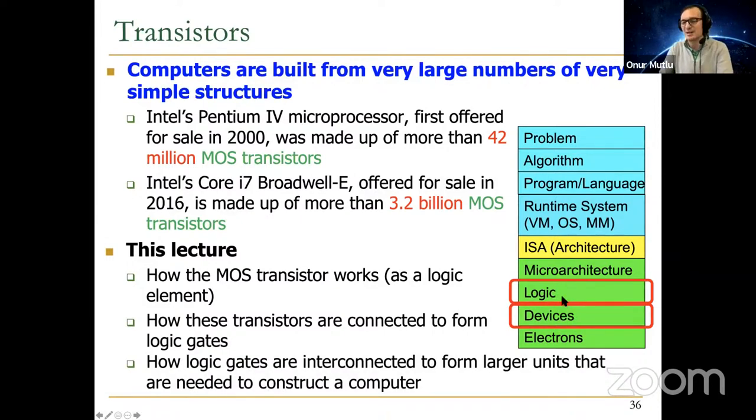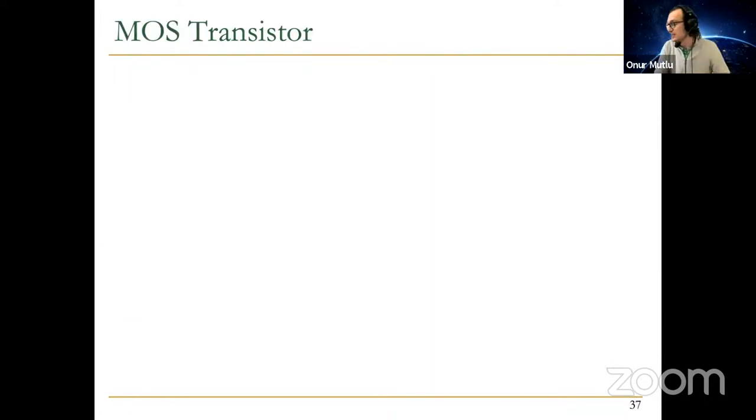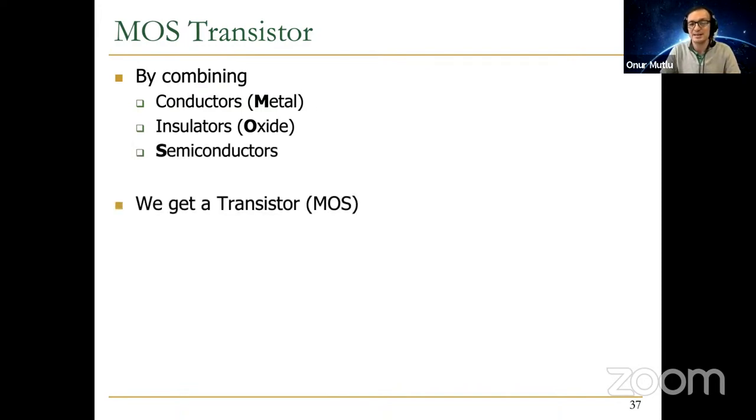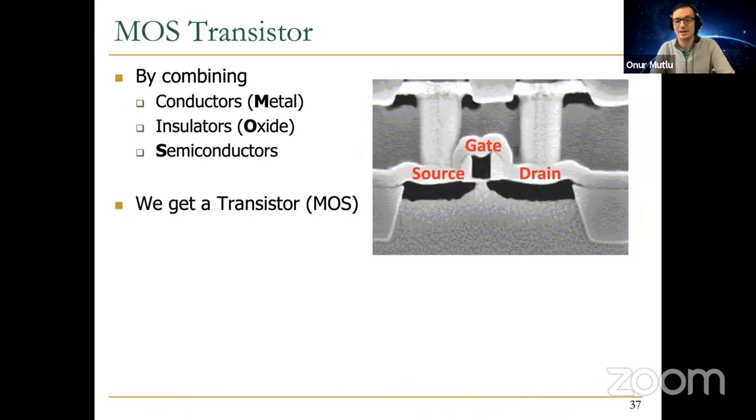This is going to span multiple lectures, of course, not just this lecture. So let's start with this MOS transistor. This is called a metal oxide semiconductor transistor because you combine conductors, metal, insulators, oxide, and semiconductors. And we get a metal oxide semiconductor transistor, basically. And it looks like this, basically.